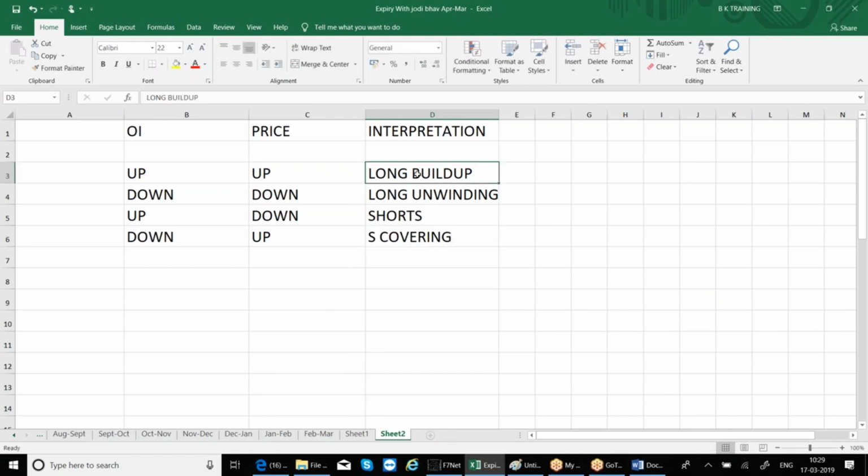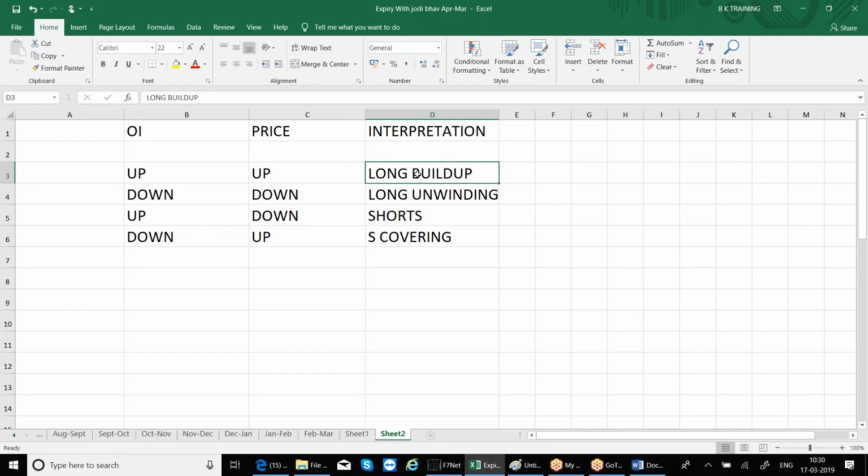I will first show you all what long build up and all this means. Who is aggressive? When there is a demand, who is aggressive? Buyers are aggressive. And if buyers are aggressive, they are ready to pay any price. Can I say that? So if they are ready to pay any price, means what? Market will go up. Open interest is also increasing and price is also increasing.